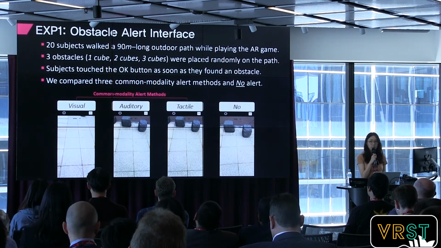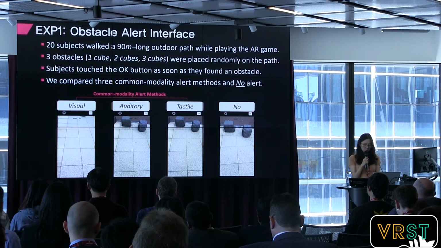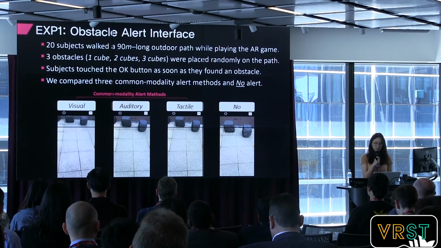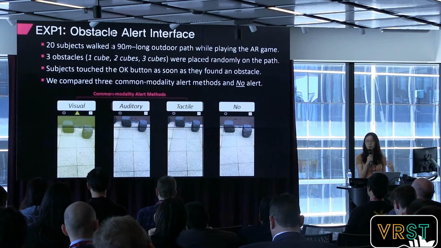So we compared 3 common modality alert methods. First up is visual. As soon as an obstacle is detected, the screen turns translucent yellow, and at the upper bar there appears a warning icon.